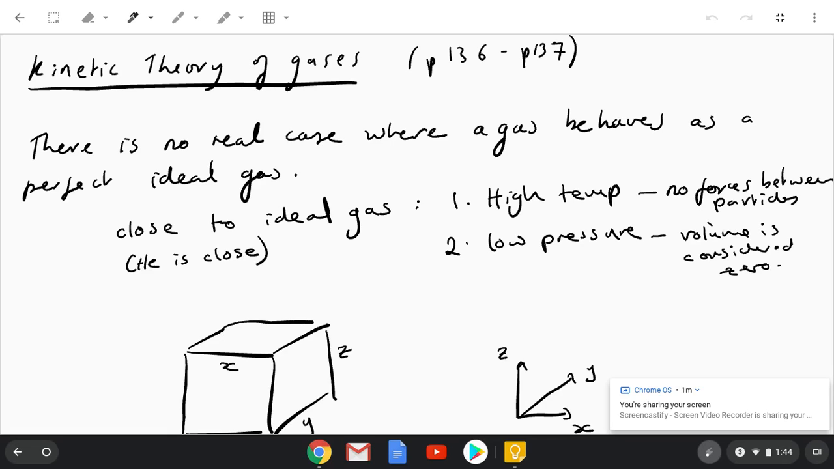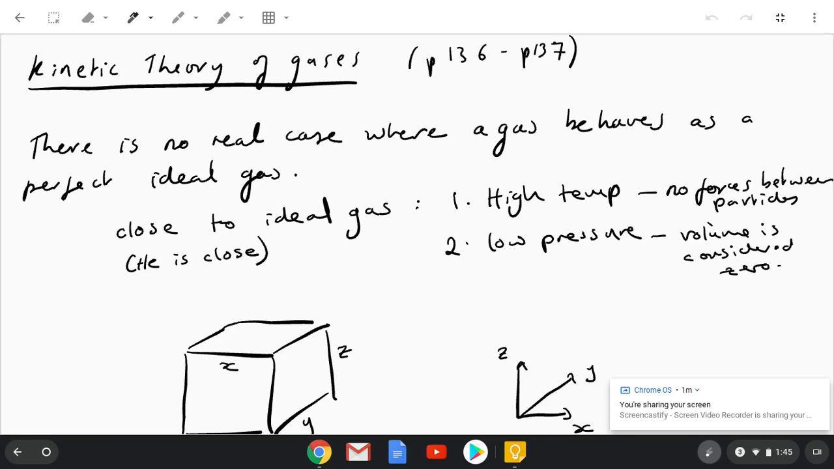At low pressure, we can consider the volume of each particle as zero because the particles are not moving very fast. So those are the assumptions that we can make, and the behavior of gases in these two conditions is quite close to an ideal gas. Helium as an element has small particles and no real forces between the particles, so it's quite close to ideal gas behavior.